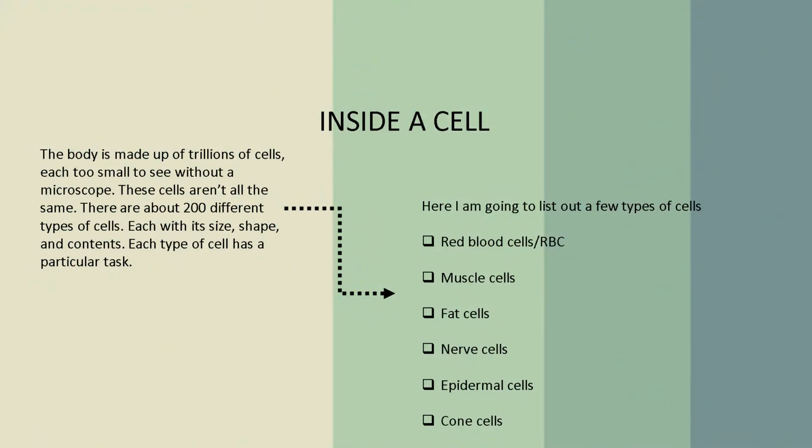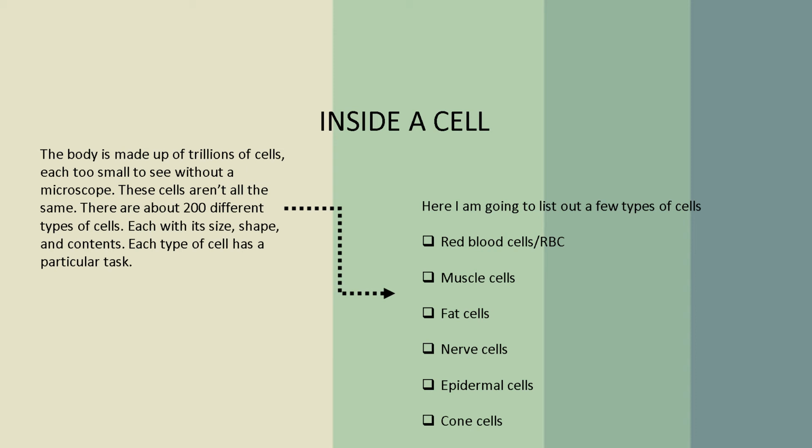Okay, first, the body is made up of trillions of cells, and each cell is very small to see without a microscope. So you can't see these RBC or WBC or the plasma or the platelets, anything, without the microscope. These cells aren't all the same. There are 200 different types of cells. Can you imagine that?